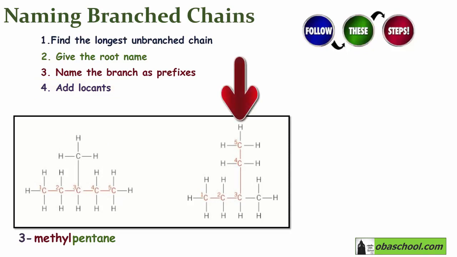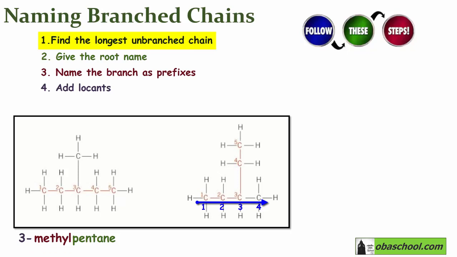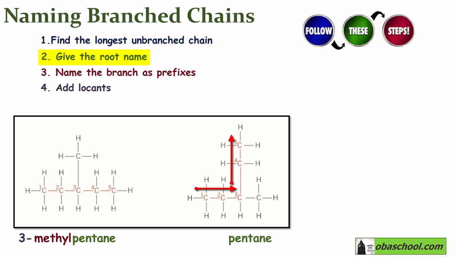Let's examine this one. So we have to find now the longest chain. Let's start counting in this direction: 1, 2, 3, and 4. Let's try other options. 1, 2, 3, 4, and 5. So you have to pay attention while counting the number of carbon atoms in the longest unbranched chain. If we count in this direction, 1, 2, 3, and 4, so we have 4 carbon atoms. So we have to choose the longest one to be the main chain, and thus we have 5 carbon atoms, so we have pentane. And this is the side branch, which is methyl.